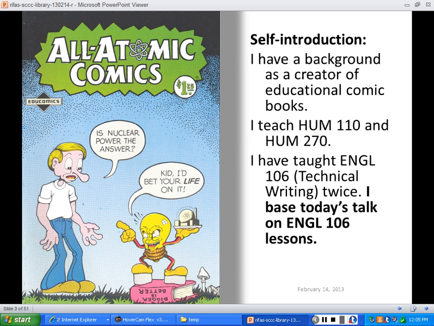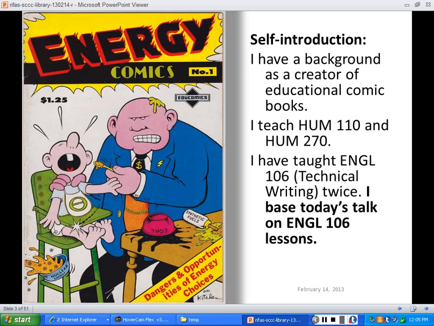And so, as Katie said, I have a background as a creator of educational comic books. That's All Atomic Comics, which I wrote and drew and self-published about hazards and problems of nuclear power. I teach here at Seattle Central Community College the Introduction to Film class and a class in Introduction to Comic Books and Graphic Novels, Humanities 270. And 2 times I taught English 106, Technical Writing, and today's talk is based on exercises that I did with those students.